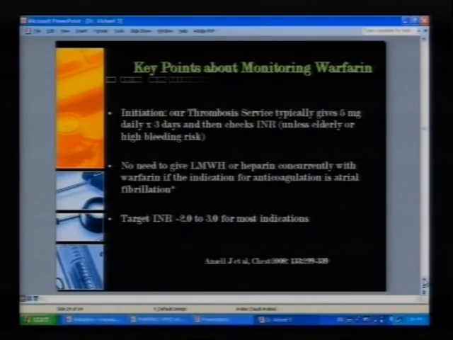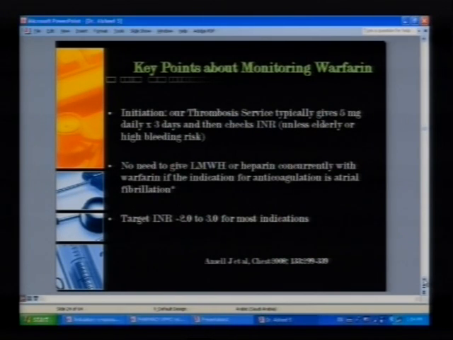In our thrombosis clinic, we typically give 5 milligrams daily for 3 days and then check INR, unless the patient is elderly or at high bleeding risk. There is no need to give low molecular weight heparin or heparin concurrently with warfarin if the indication for anticoagulation is atrial fibrillation. You can just immediately start warfarin. Target INR is 2 to 3 for most indications.